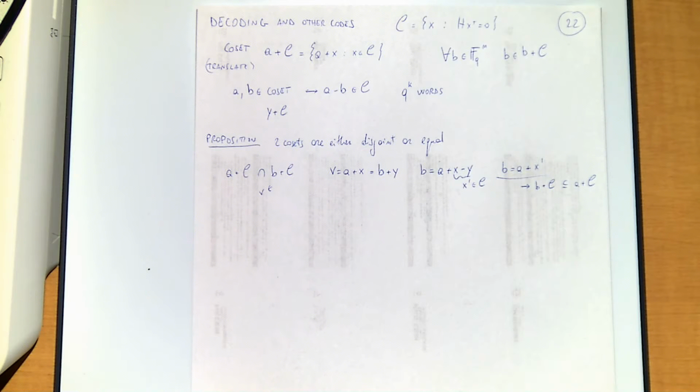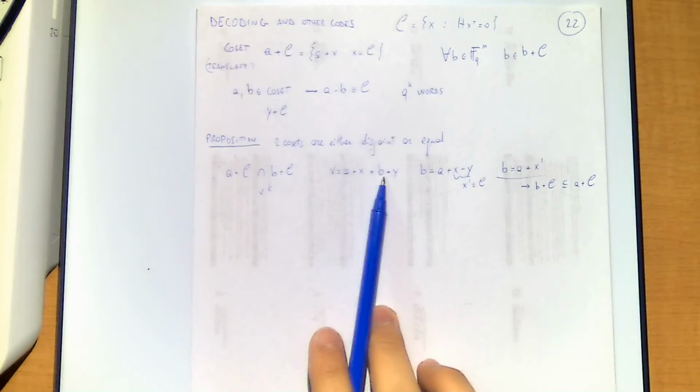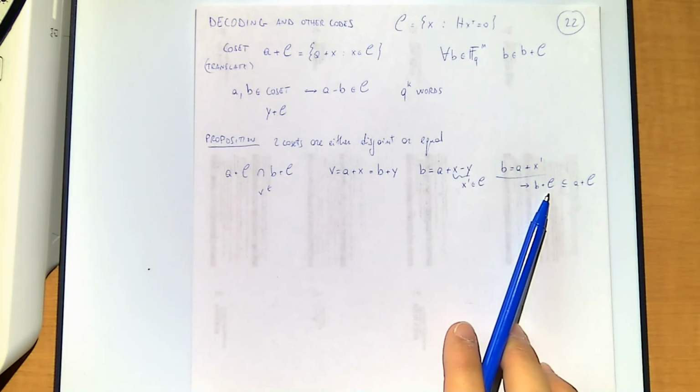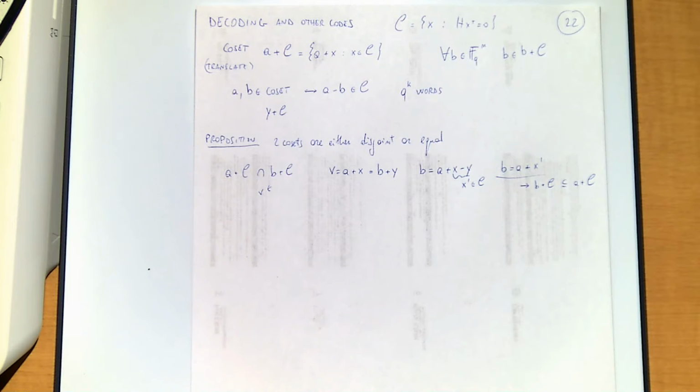And vice versa, I can arrange this equation as A equals B plus something in the code, and then I can show that this one is contained in this one. So then they must be equal. Okay. So if I have an intersection, then the two cosets overlap entirely. Otherwise, they're disjoint.